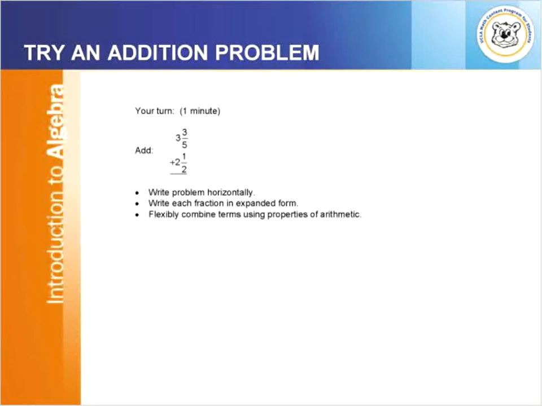Okay, now it's your turn. I'm going to give you a chance to try to add fractions this way. The 3 steps are to write the problem horizontally, to write each fraction in expanded form, and then flexibly combine the terms using properties of arithmetic. I'm going to be quiet for a minute. I'm going to let Joe turn on the 1-minute timer. And after you do the problem, if you have some time, if you would write in the chat box what you think about this procedure, that would be great.